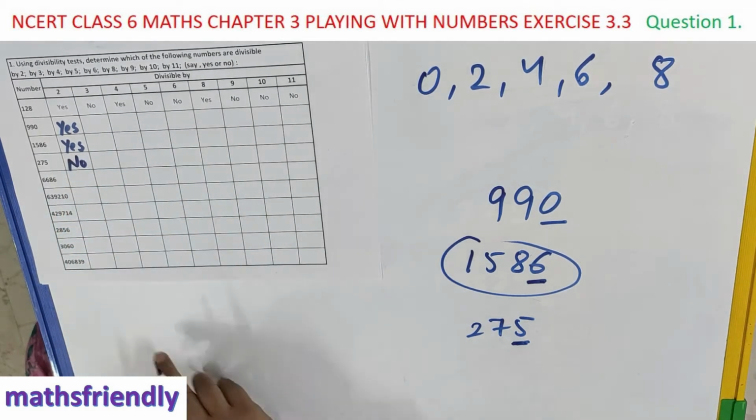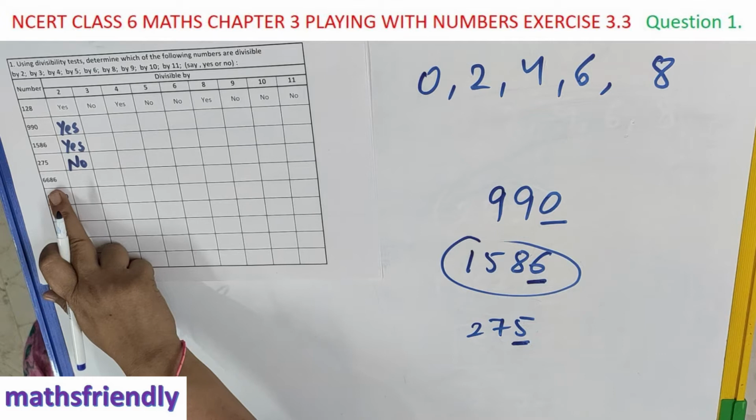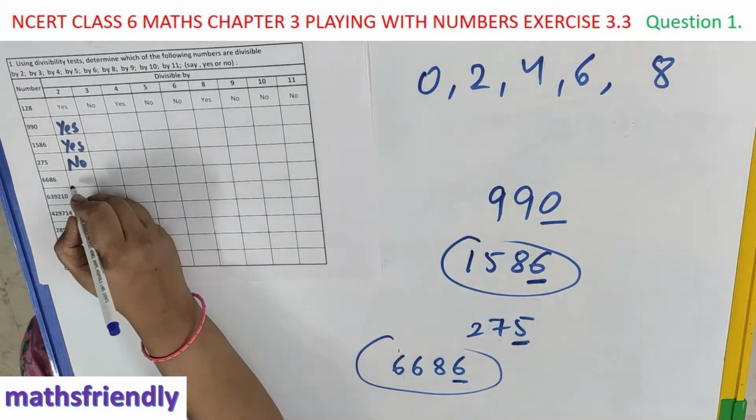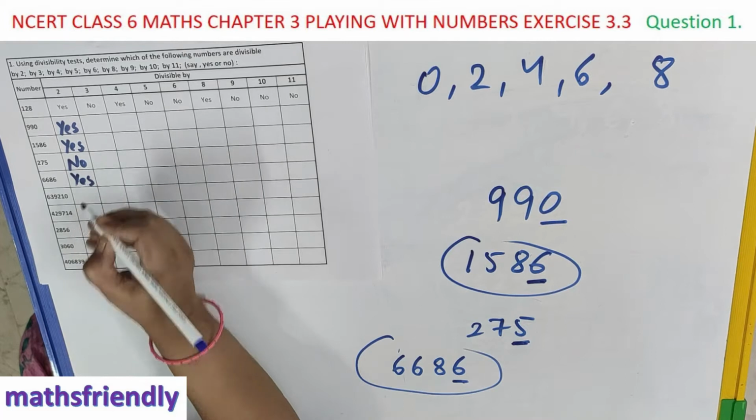Okay. Now the next number is which one? The next number we have is 6686, right? The units place of this number is 6. It means this number is divisible by 2. So we will write yes.